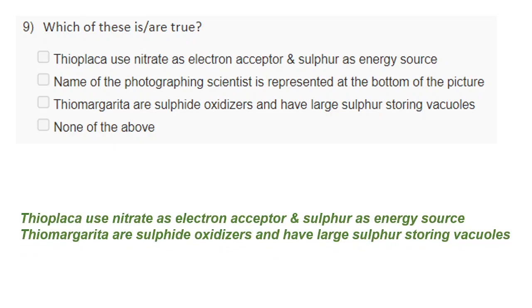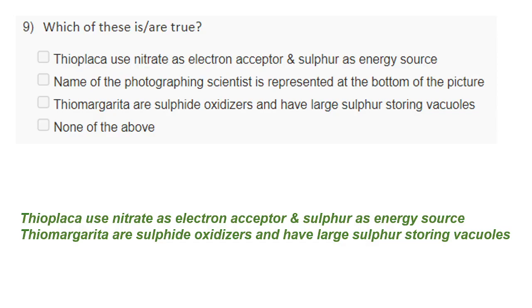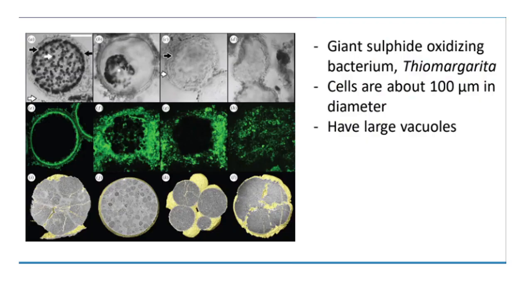Okay. So with these statements, Thioploca uses nitrate as electron acceptor and sulfur as the energy source. This is a true statement. And Thiomargarita are sulfur oxidizers and have large sulfur storing vacuoles. So yes, this is the Thiomargarita structure. It's a giant sulfide oxidizing bacteria, and cells are about 100 micrometers in diameter, and they have very large vacuoles. You can see from the diagram here as well, they have very large vacuoles. So this option, Thiomargarita sulfide oxidizers with large sulfur storing vacuoles, is correct.